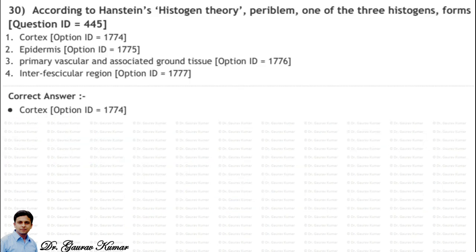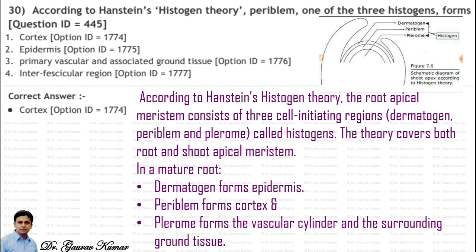I hope this will be the last question of this video. According to Hanstein's histogen theory, the periblem, one of the 3 histogens, forms what? This is a very easy question from the class 12 NCERT book or any reference book like Pradeep's. You will find the histogen theory given by Hanstein. I'll just read it. You can see the figure on the upper right-hand side.